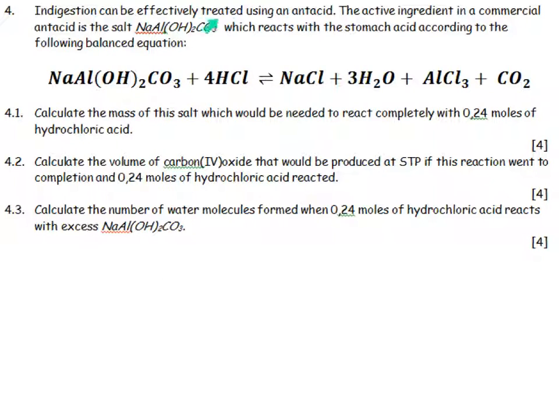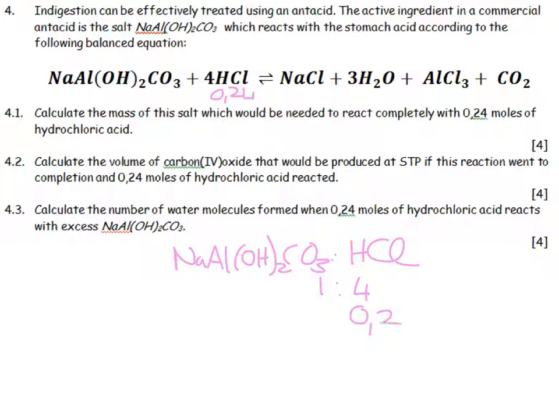Indigestion can be effectively treated using an antacid. The active ingredient in commercial antacid is this salt over here, which reacts with stomach acid according to the following equation. Calculate the mass of this salt, which would be needed to react completely with 0,24 moles of hydrochloric acid. So I've been given 0,24 moles. I know that this very ugly looking salt over here and hydrochloric acid have a 1:4 ratio, 0,24.